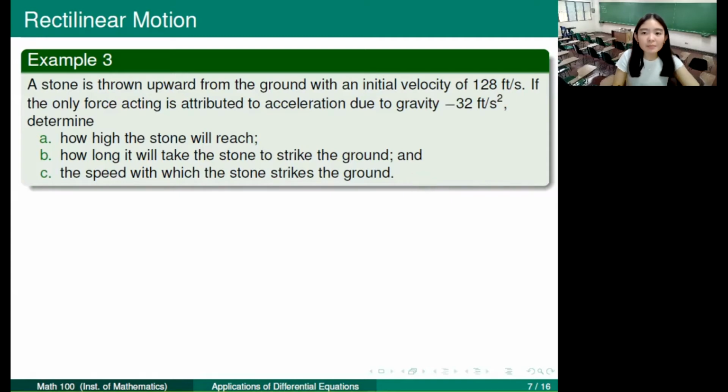Okay, so this is a problem on rectilinear motion. If you have such problems, maybe try sketching the situation in the problem. Here we have a stone that is thrown upward from the ground.